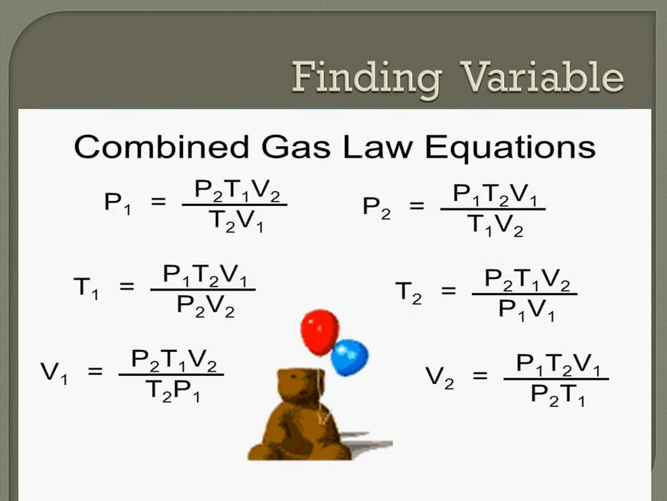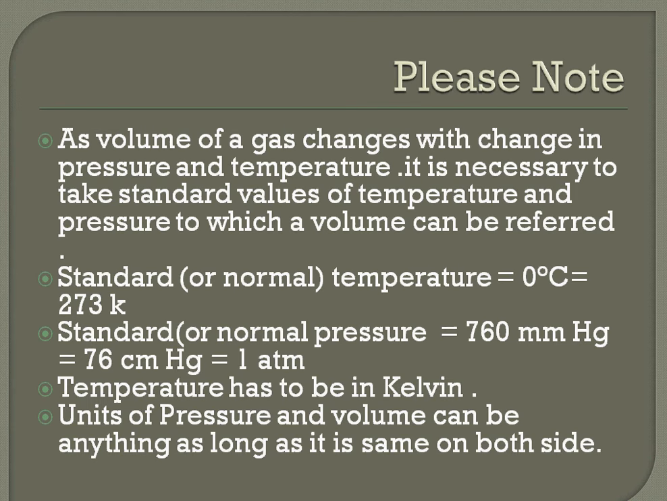These are the derived equations, which will be used in numericals, in which you will be given different kinds of situations and different kinds of questions to find out the initial pressure, initial temperature, final volume, or initial volume. You can use these derived equations of gas laws to find these respective variables. But before starting with the numericals, we should understand these very important points.